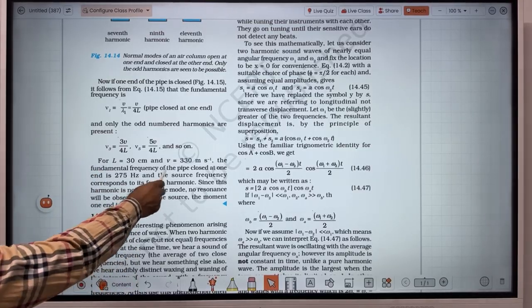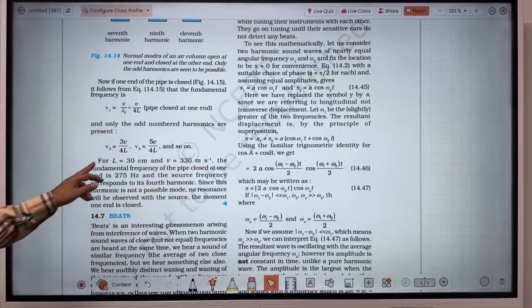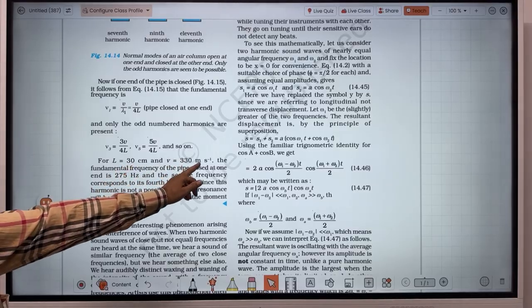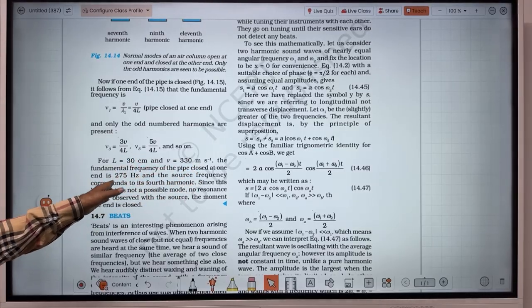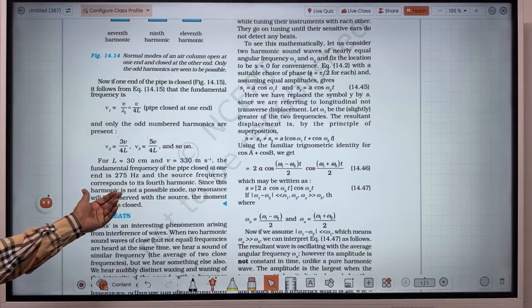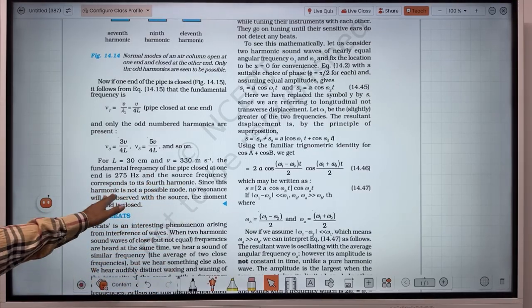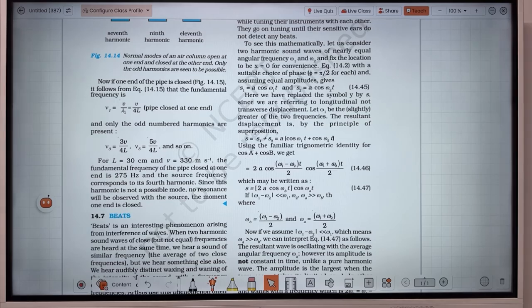Again, we are going to put the values of L and v. After putting the values L equal to 30 centimeter and v equal to 330 meter per second, we get different frequencies like 275 hertz, and the source frequency corresponds to the fourth harmonic. Since this harmonic is not a possible mode, no resonance will be obtained in this case.